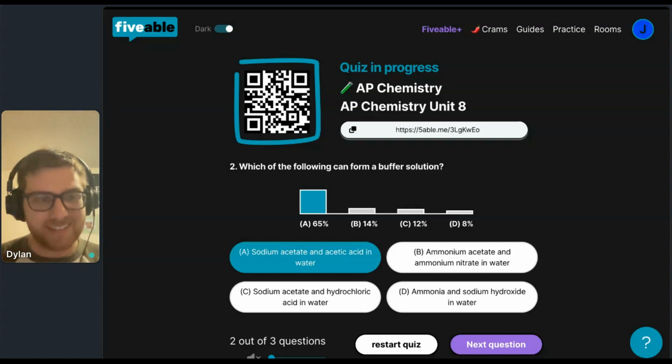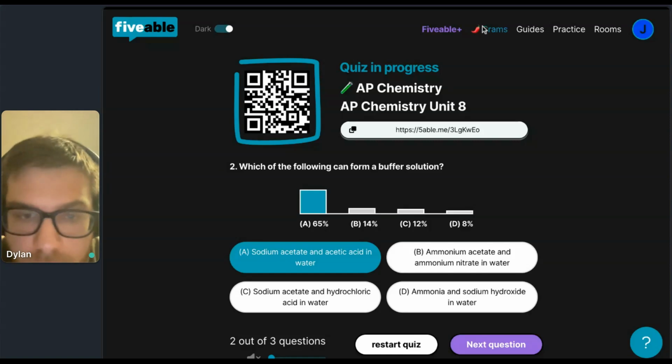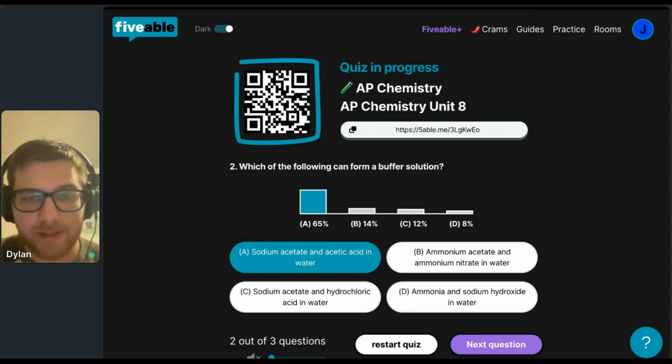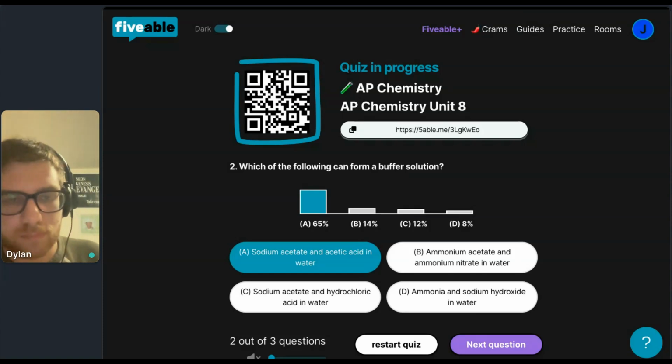When you see a conjugate acid or an acid and its conjugate base or base and conjugate acid, your brain should immediately go, there's probably a buffer somewhere around here, right? Let's break down the other answers though. Ammonium acetate and ammonium nitrate. Well, we'll have a bunch of ammonium and some acetate, some nitrate, but we won't have a conjugate acid base pair, so it's not a buffer. Sodium acetate and hydrochloric acid in water. Again, there's no conjugate acid base pair here, right? And ammonia and sodium hydroxide, no conjugate acid base pair. So boom.